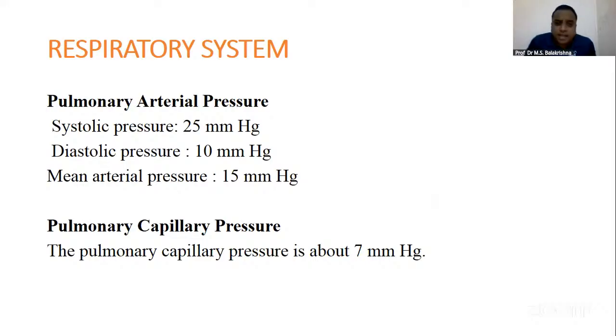Now the pulmonary arterial pressure. In the lungs, the systolic pressure is 25 mm of Hg. Diastolic pressure is 10 mm of Hg. And the mean arterial pressure is diastolic plus one third of pulse pressure, which is equivalent to 15 mm of Hg. You have to remember this: systolic 25, diastolic 10, mean arterial 15. And the pulmonary capillary pressure is 7 mm of Hg. Please learn this. These are the basic facts. It can be asked as a direct question also.